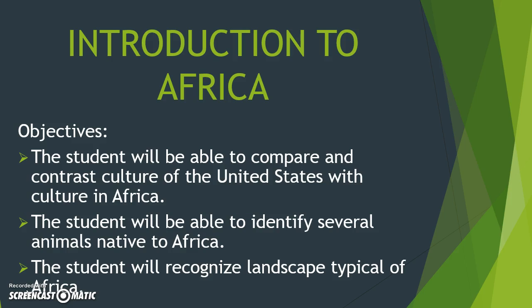We're going to begin with the objectives. The first objective is that students will be able to compare and contrast the culture of the United States with the culture in Africa. The second thing is that students will be able to identify several animals native to Africa. And lastly, the student will recognize landscape typical of Africa.